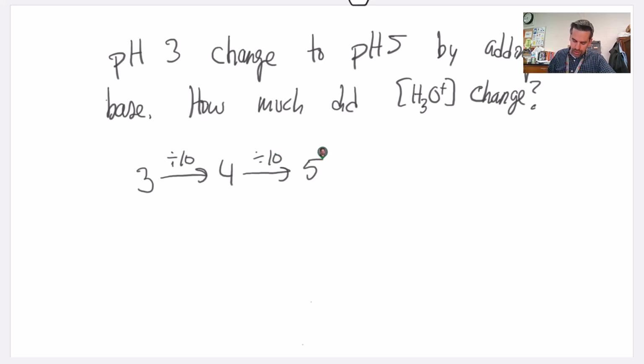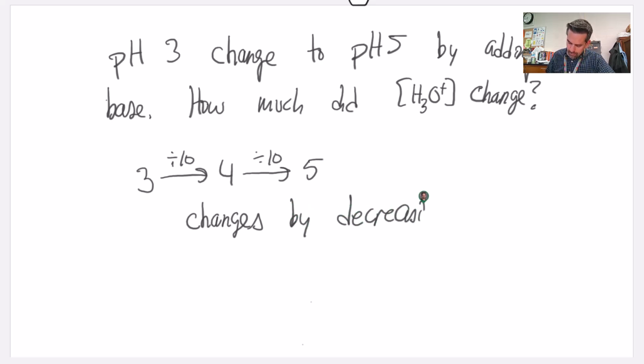And so the total change is decreasing by a factor of 100 times. And that's how pH and hydrogen ion concentration are related.